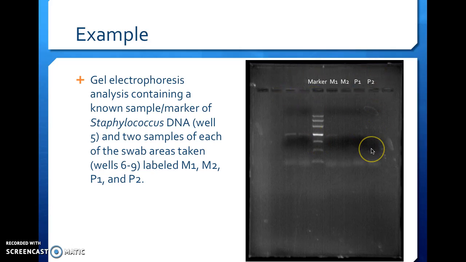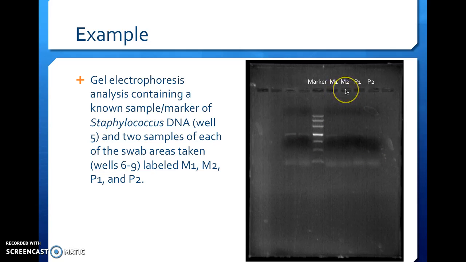So looking at our results, we turned on our gel electrophoresis and we let the DNA separate going towards the positive electrode. As you can see, the marker has 1, 2, 3, 4, 5, 6, 7 strands separating in that DNA. If you look at our P1 and P2, we do not have any strands of DNA being present. That tells us that Staphylococcus is not present in our P1 set of samples.